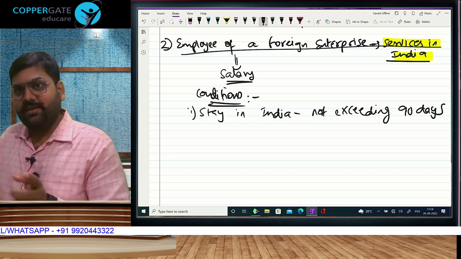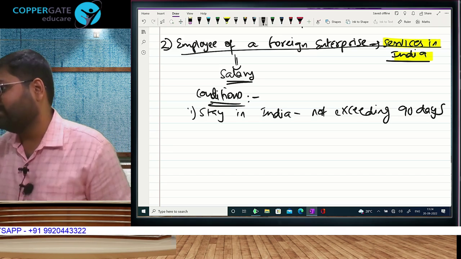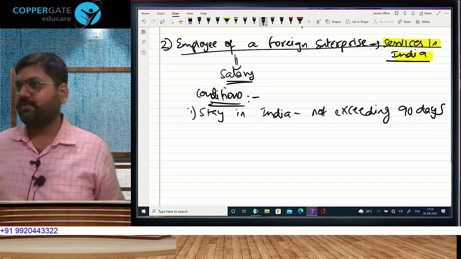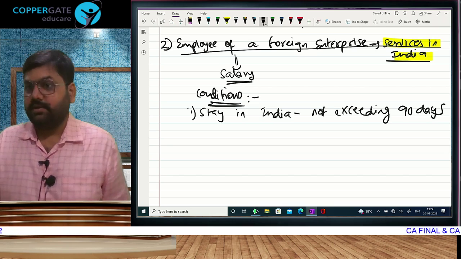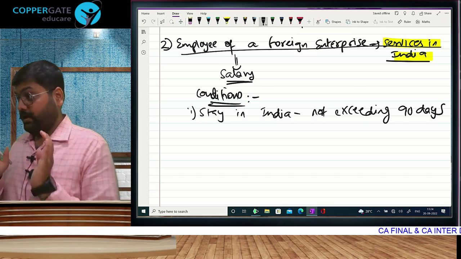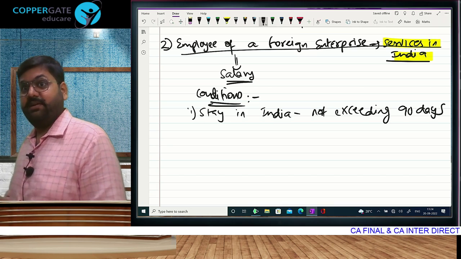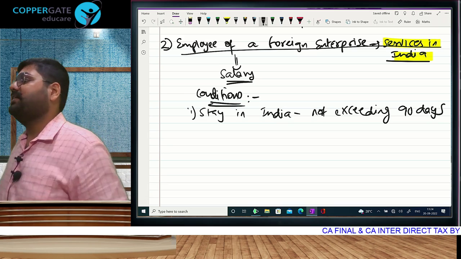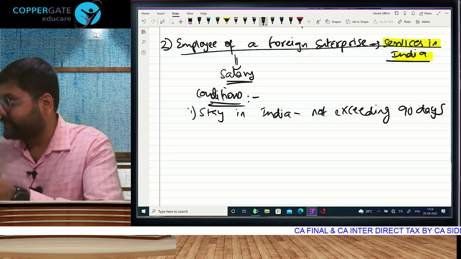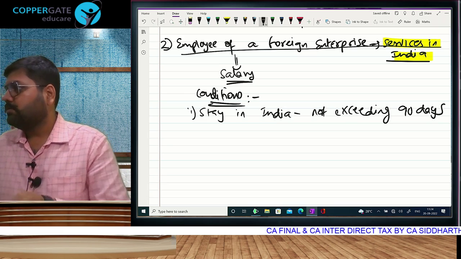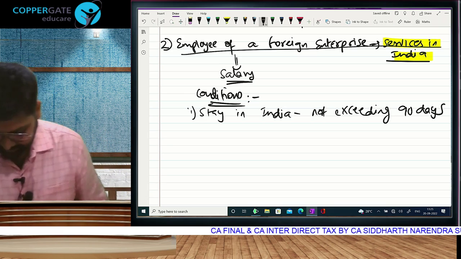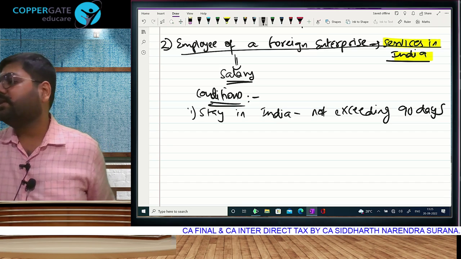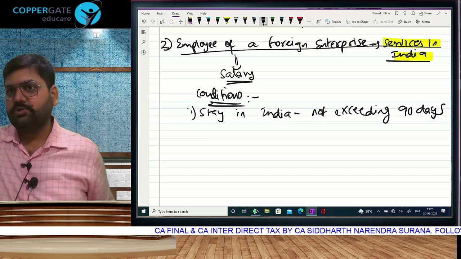So this is the other way around. A foreign enterprise's employee is coming and working. You understand the difference? He should not stay for more than 90 days. He is working in India, and if he is working, that means services are being rendered in India. Where is his salary getting accrued? Not a deemed income, it is actually getting accrued here, because he is working where? Here. But only if his stay does not exceed 90 days, he is going to be eligible.